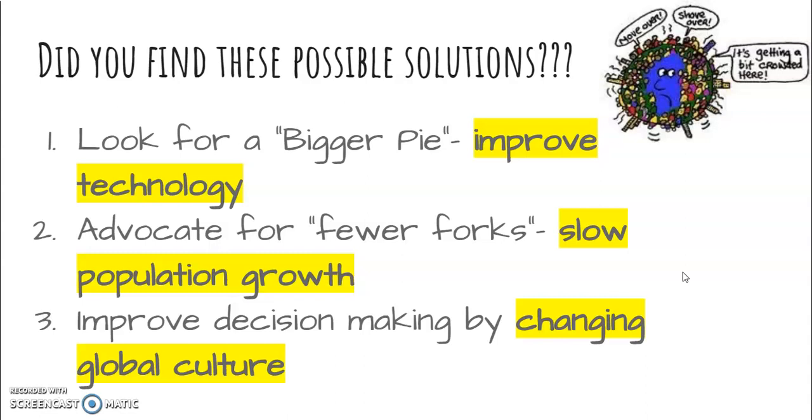And number 3, we need to change our global culture. So making decisions that take the environment into account and really value our environment. So these are three very critical solutions that scientists have developed as we try to look at this carrying capacity and overpopulation crisis on our planet.